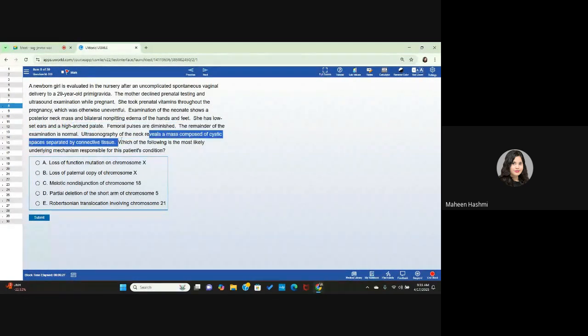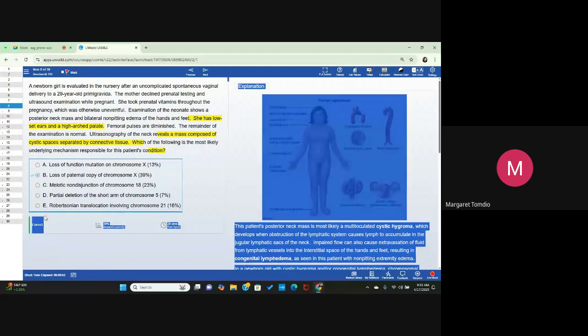High arched palate, low set ears. What does this mean? Turner syndrome. Very good. Which of the following is the condition? What's happening? Loss of the paternal copy of the X chromosome.